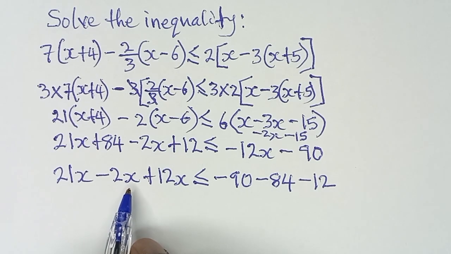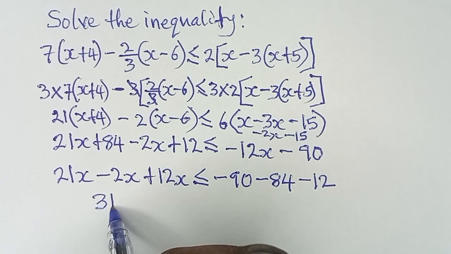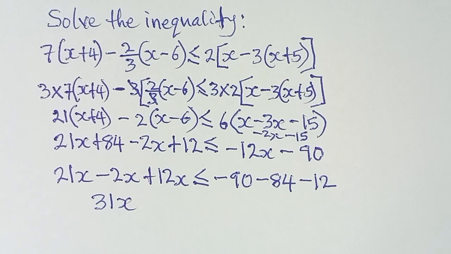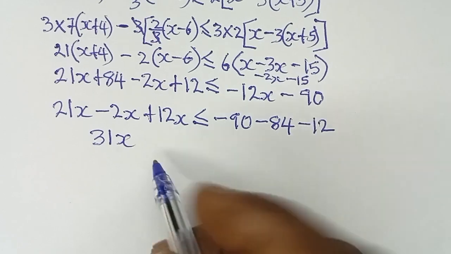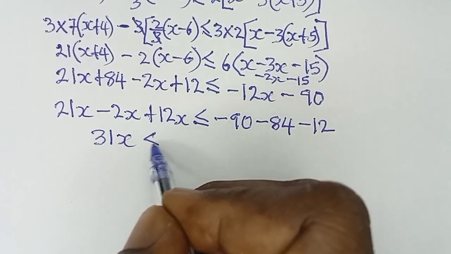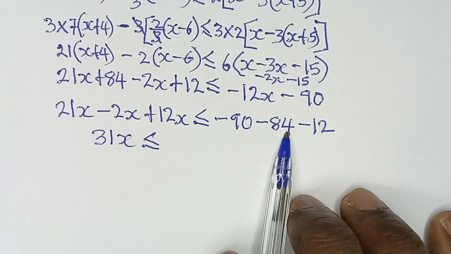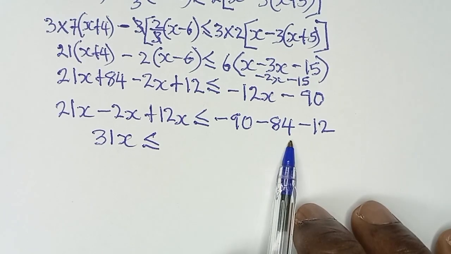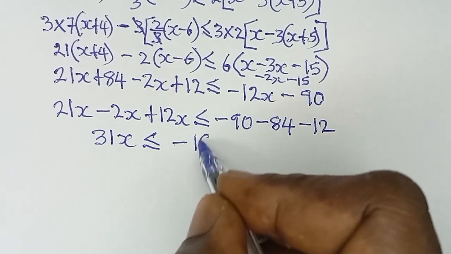21x minus 2x is 19x. 19x plus 12x will give us 31x. So that is 31x. And that will be less than or equal to negative 90 minus 84, which will give us negative 174. Then minus 12 will give us negative 186.